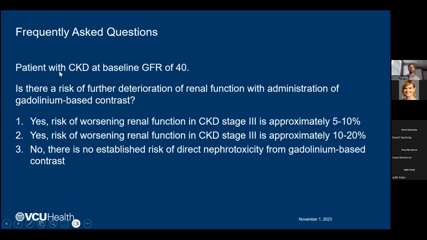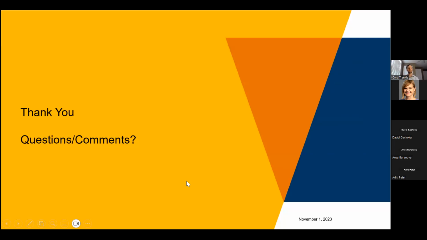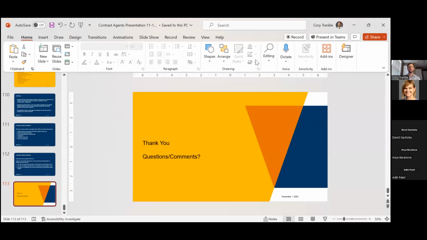For a patient with CKD at a baseline GFR of 40, is there a risk of further deterioration of renal function with administration of gadolinium-based contrast agent? The consensus statement says no, there is no established risk of direct nephrotoxicity. So with that, I'll go ahead and close, and would welcome any questions or comments.